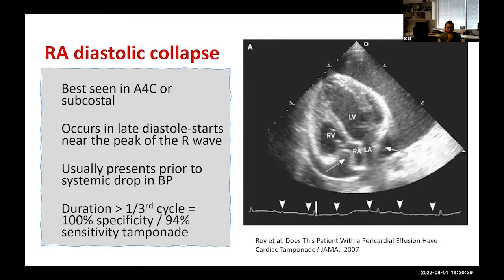So greater than a third of the cycle, which is the time like you had on the previous slide. Yeah, 0.34. So basically you have to scroll through. It's not so much the significance of the collapse, because any collapse that you can actually see is significant, but it's the duration, and you have to scroll through watching your marker go along the ECG, and then you can work out. You need to have good ECG pickup for that.